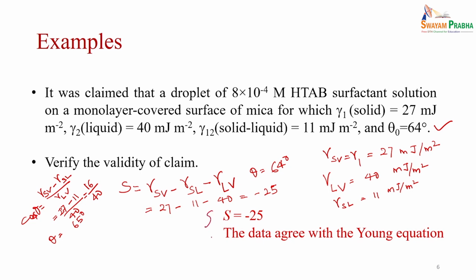So, what we have observed is the first thing you have to see is the value of the spreading coefficient, and if the value of the spreading coefficient is negative, there will be a formation of a certain angle. So, first we agree there will be some angle, and then the data should agree with the Young's equation. From the Young's equation we calculated what the theoretical contact angle should be, and that is matching with the experimentally observed one. So, we can say this data is validated.